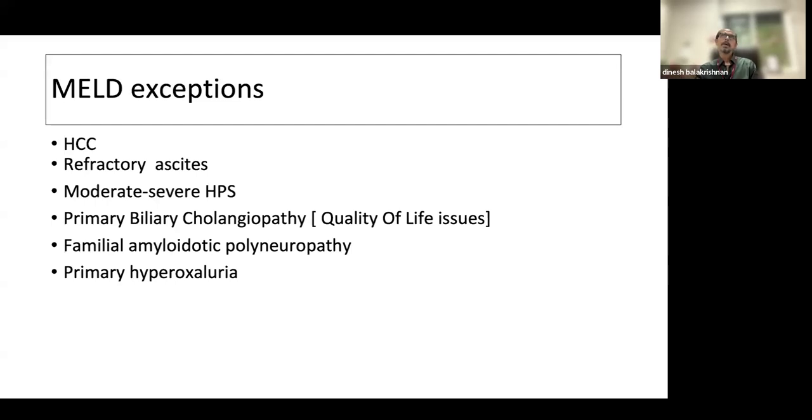So you do not always go by MELD score. There are MELD exceptions, and these are a few of the common MELD exceptions where you think of doing a transplant even with a low MELD score.